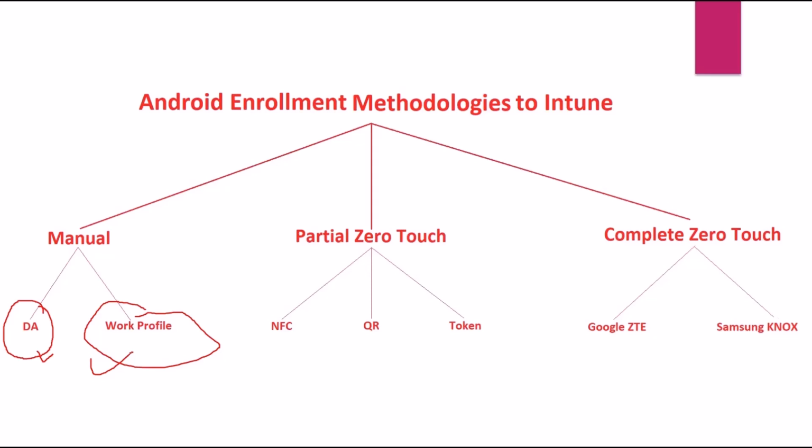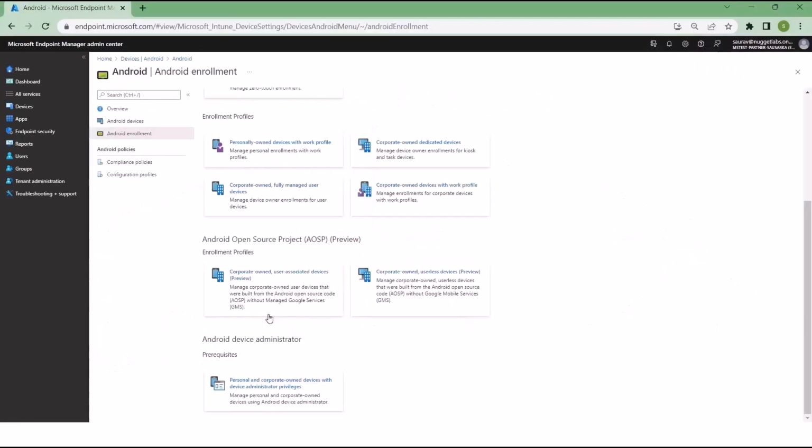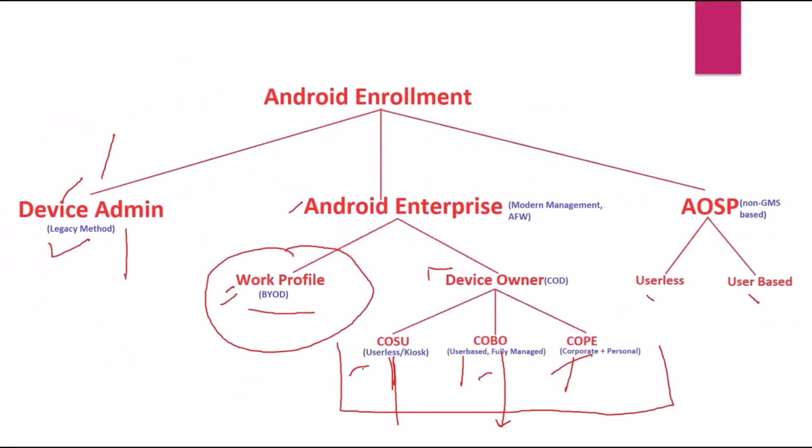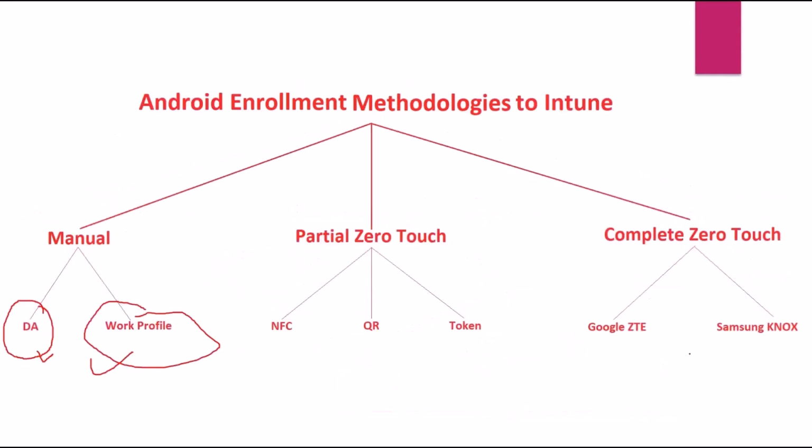And once the Intune enrollment is done, then the policies will come down to the device. But in both the cases, there is a user intervention and there is a user dependency. The user has to download the application from the store. Now, if I talk about COSU, COBO, and COPE, if we want to do a COSU, COBO, or a COPE enrollment, there is a way of enrolling to these via Intune using three methods. We can use NFC, we can use a QR code, or we can use a token.